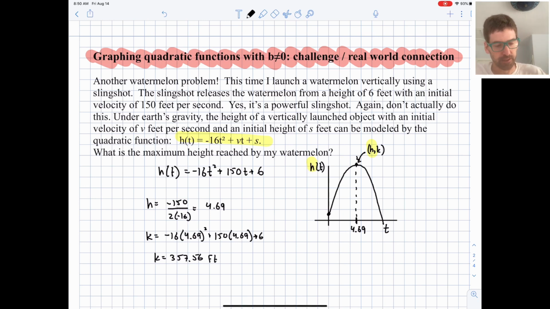Okay, so let's be clear. Our vertex, which is h and k, is 4.69, 357.56, which means our maximum height is this value right here of about 358 feet. So that's a pretty high launch of a watermelon. Don't try this at home. Okay, good place to stop.